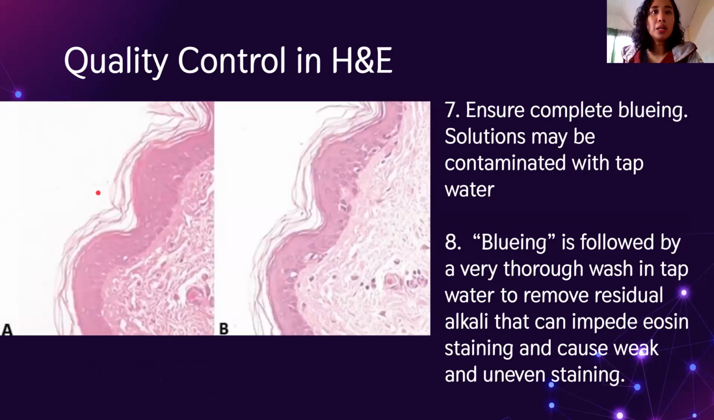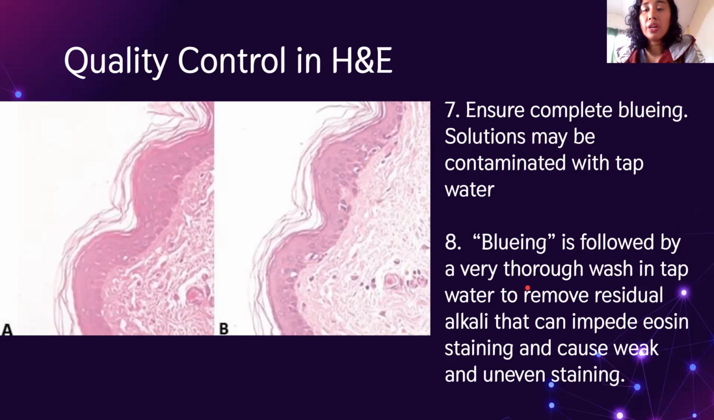So here guys, anong mas maganda yung nuclear staining niya? So A ba or letter B? Ano yung nagsho-show ng more detailed staining? Hindi ba yung letter B? Yan. So detailed nuclear staining happens when there is complete bluing. Okay? So solutions may be contaminated with tap water and could destabilize the pH or change the pH. Yan. So dapat weak alkaline. Okay? So baka nagiging neutral na yung bluing solution mo, kailangan mo nang palitan. Yan. So ayun.